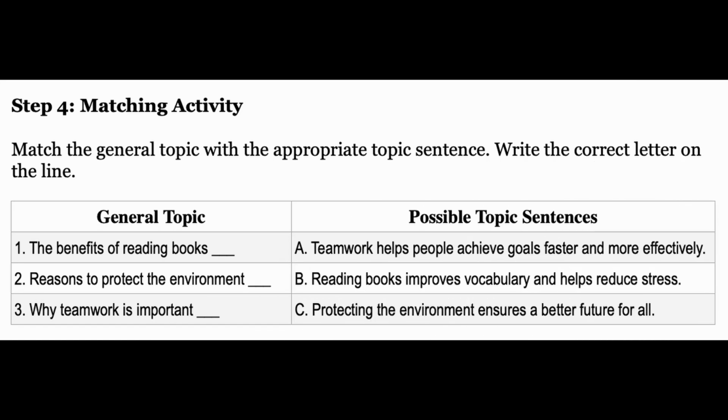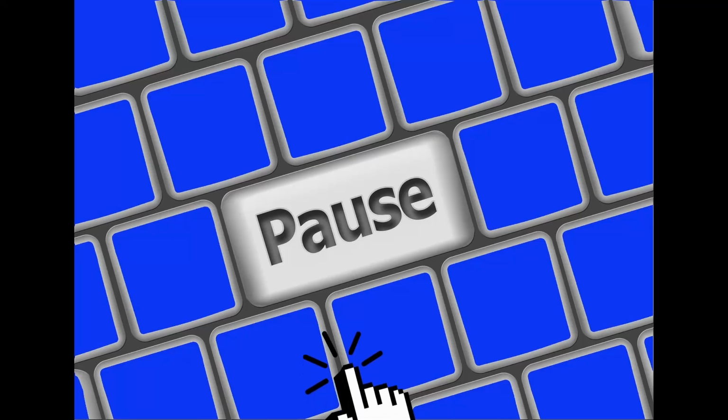Step 4, matching activity. Look at the chart in your textbook. You see two columns. On the left are three general topics. On the right are three possible topic sentences. Match the general topic with the appropriate topic sentence. Then write the correct letter on the line. Pause the video now and write your answers.